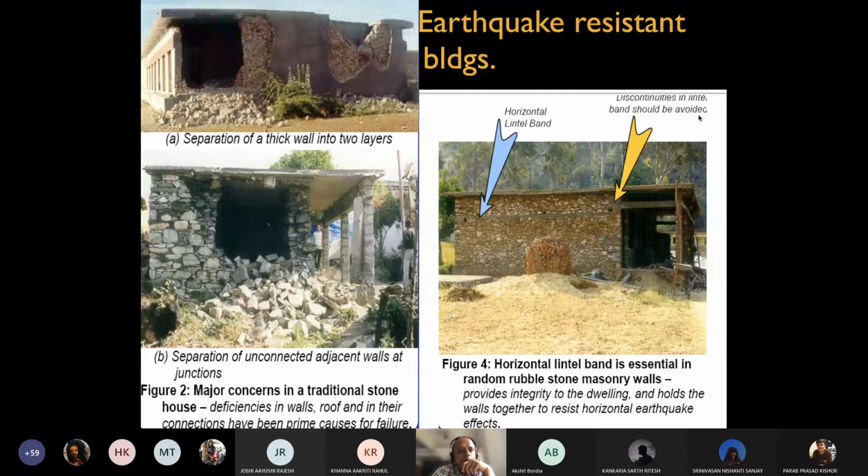Image B shows separation of unconnected adjacent walls. Though the walls were next to each other, they were found to be unconnected, and hence they have collapsed.